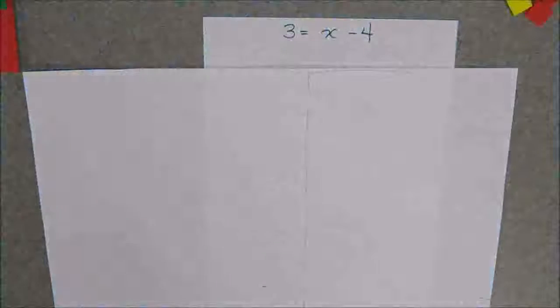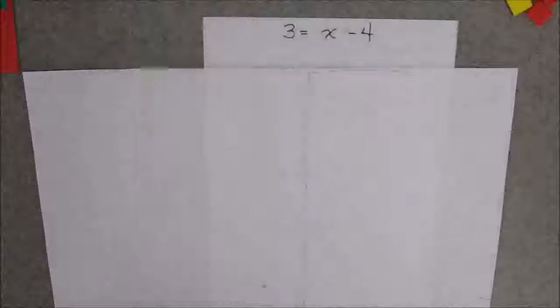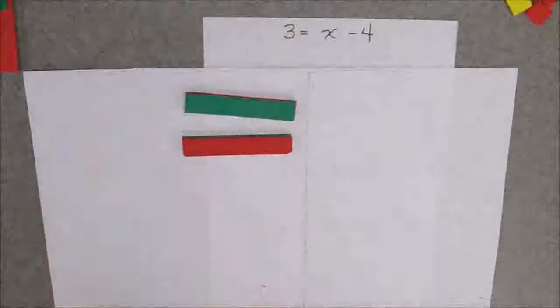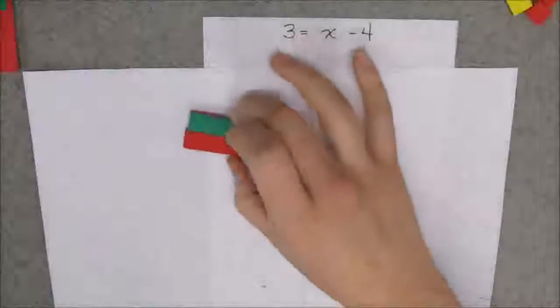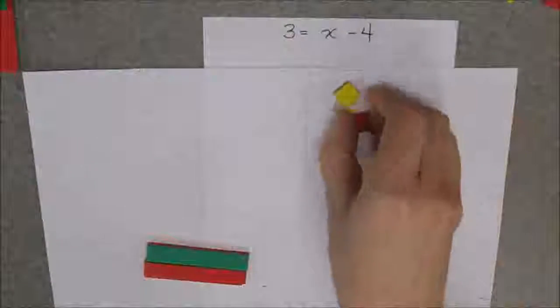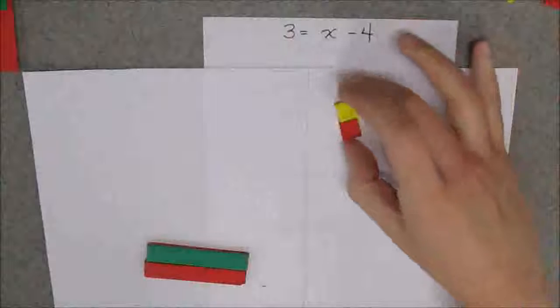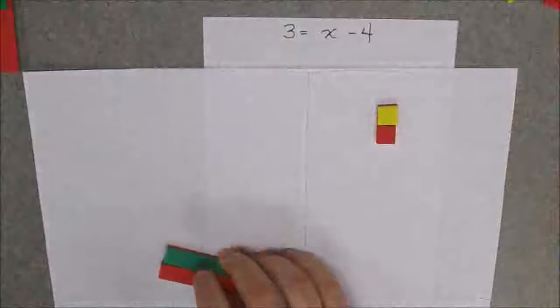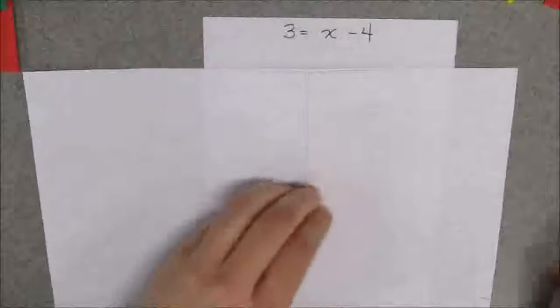Today we are dealing with modeling addition and subtraction equations with algebra tiles. This is a positive x, this is a negative x, and when I have both of those they create a zero pair. This is a positive one and a negative one, and when I combine those they create a zero pair as well. Let's get started.